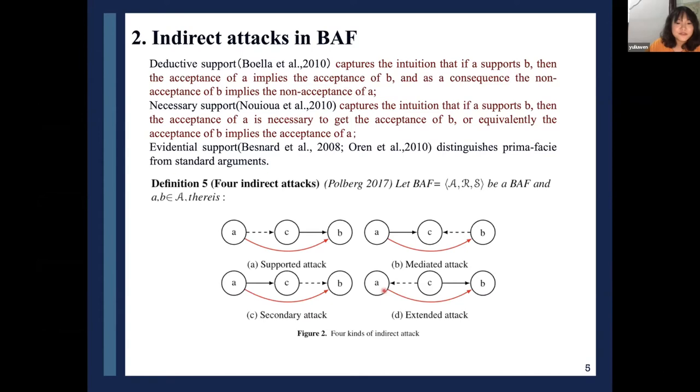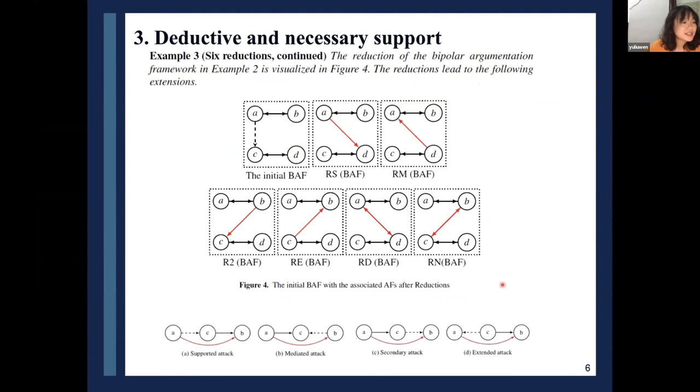And this figure is very important, so I will put it at the bottom of the other slides afterwards. Now we rephrase the different kinds of indirect attacks as an intermediate step towards semantics for BAFs. The reductions can be used together with definitions in Dung's theory to define the semantics of BAFs.